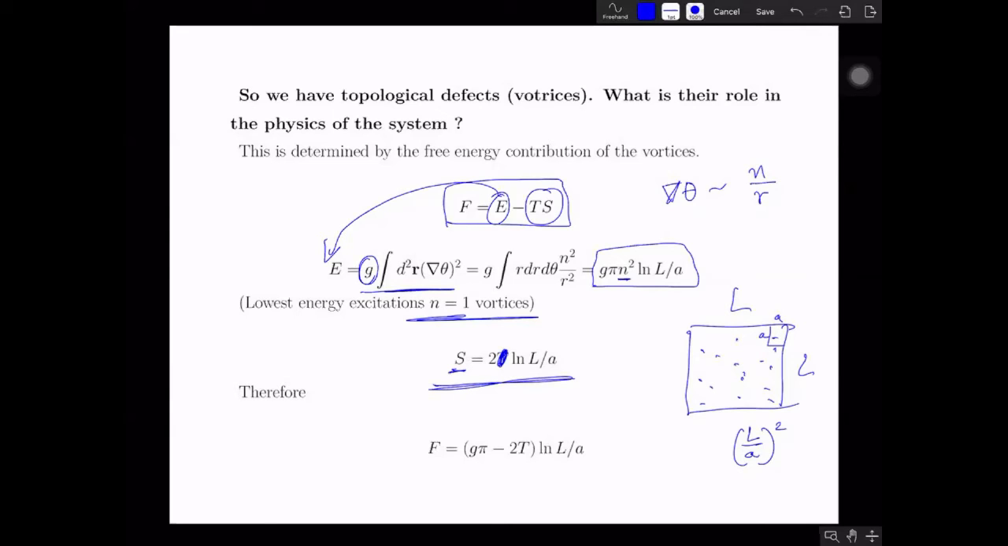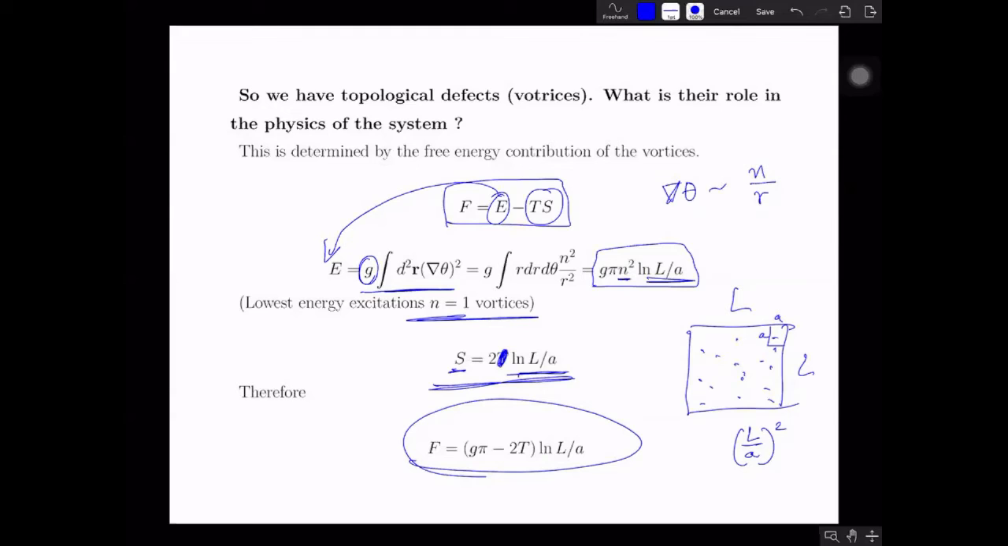This is a very rough estimation. I don't even want to know things exactly. These are the kinds of arguments that I think you're familiar with. So then the free energy, if I put both the entropy and the energy together, goes logarithmically, and I get this.